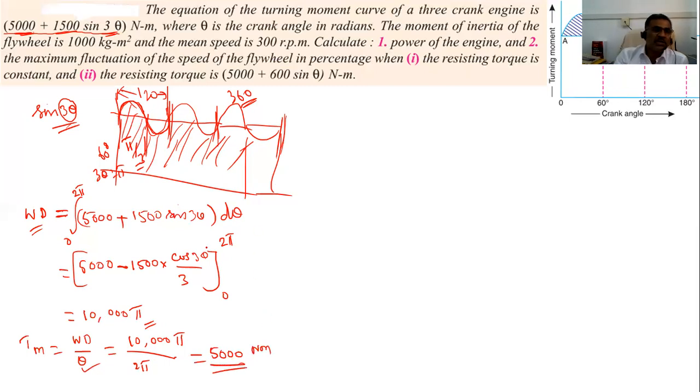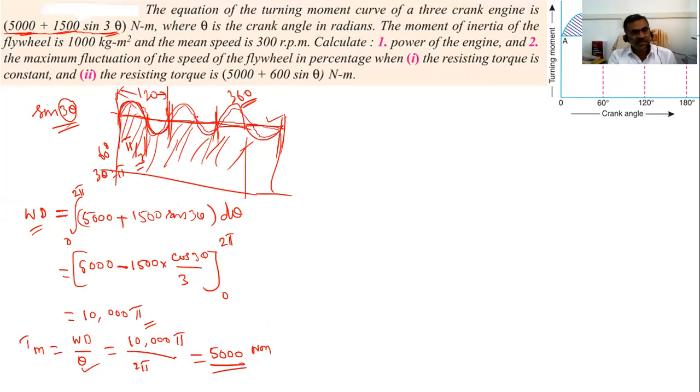If you draw a line along the central 5000 Newton meter, you will get a line like this. So this is a resisting torque or mean torque. So the produced torque is in the form of a curve.